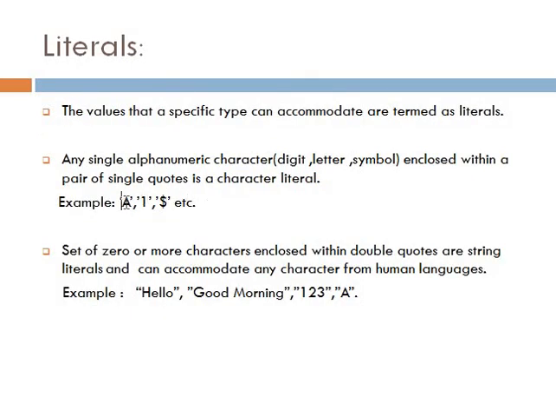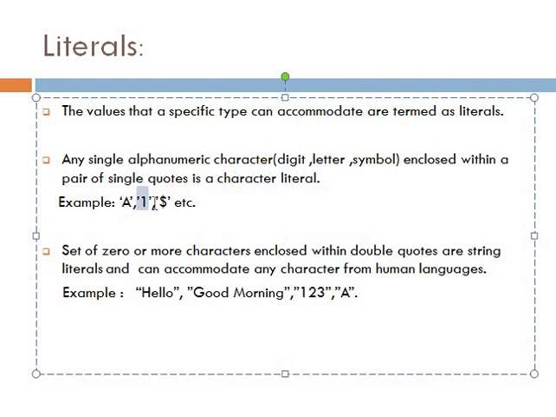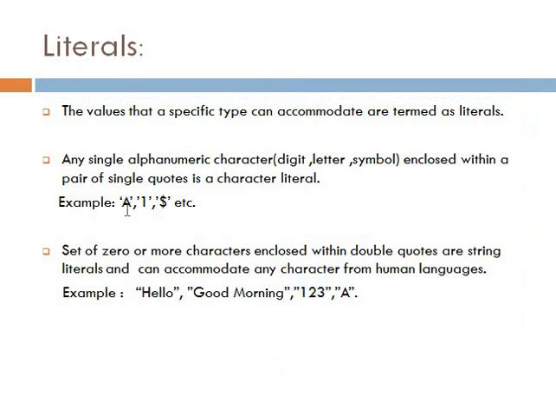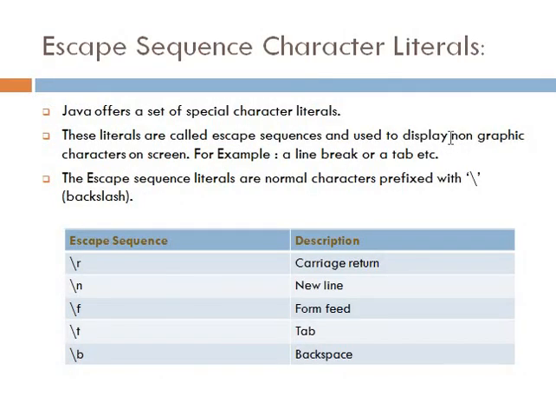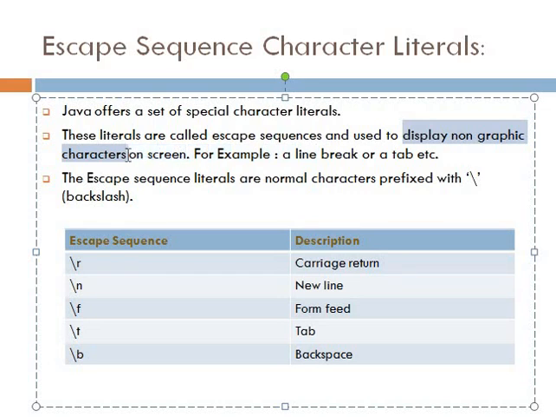Now if we look at these literals such as A, 1, $, hello, 123, all these literals are graphical literals because they represent graphical characters such as A, 1, 123, good morning. They represent graphical characters on the screen which are clearly visible to us. But there can be some characters which may not be visible to us. We call those characters non-graphical characters.